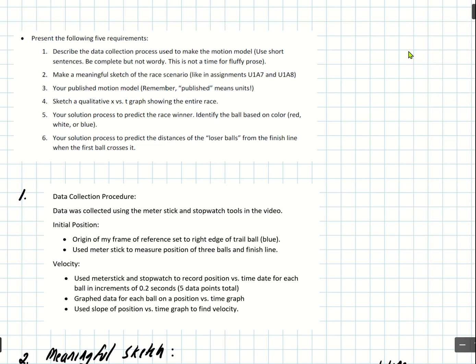I'm going to take you through my solution process for trial number 5. What I have here at the top is what you're supposed to produce on separate paper, not in Pivot Interactives. So let's go through these. I've done some of this already.